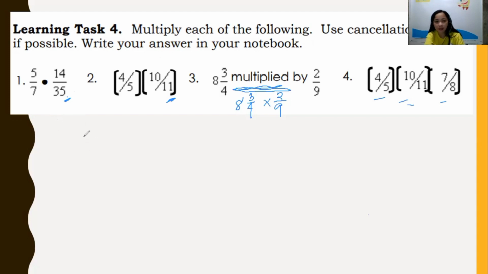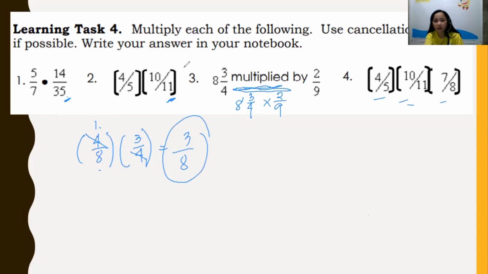Bigay tayong example na nakaparenthesis. 4/8 times 3/4. Here, parenthesis ang ginamit ko, pwedeng cancel, maging 1. So we have 1 times 3 is 3. 8 times 1 is 8. The answer is 3/8. So kahit nakaparenthesis, pwede mo na siyang isolve.